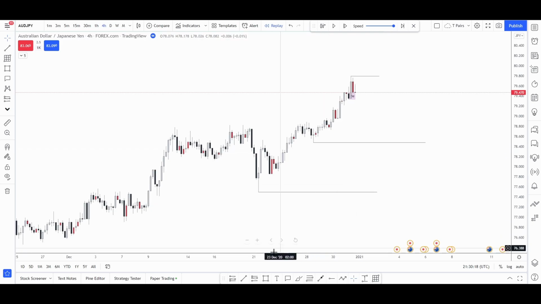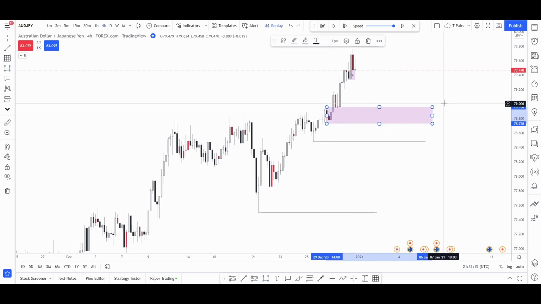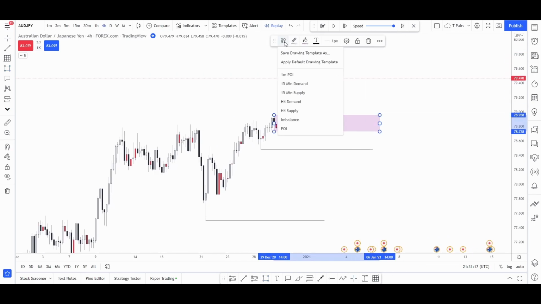Actually, this whole move down. So I'm just trying to find areas which are likely going to be causing us some potential issues, or places where we can reverse from. So I'm just going to mark up on the 4-hour, because really you just want to be jumping from zone to zone. So I'm going to mark that for H4 demand.